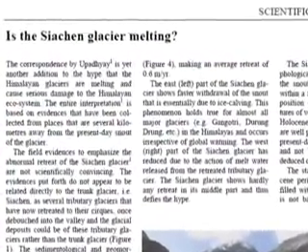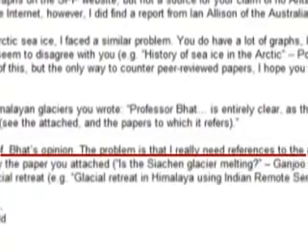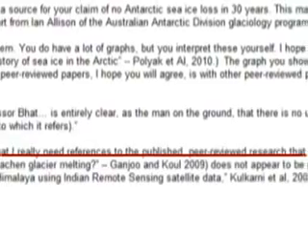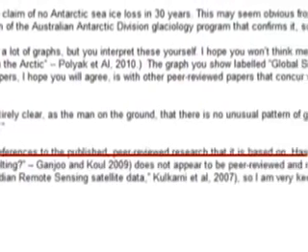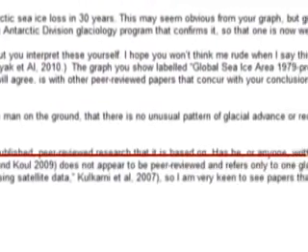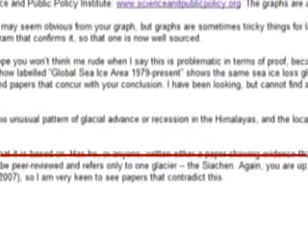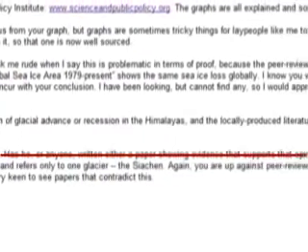Monckton attached a paper which didn't support his contention that Himalayan glaciers had been stable for 200 years. So I wrote back, "I respect Professor Batt's opinion. The problem is I really need references to the published peer-reviewed research that it's based on. Has he or anyone written a paper showing evidence that supports that opinion?" When Monckton replied, he still gave no reference to a paper which substantiated his claim.